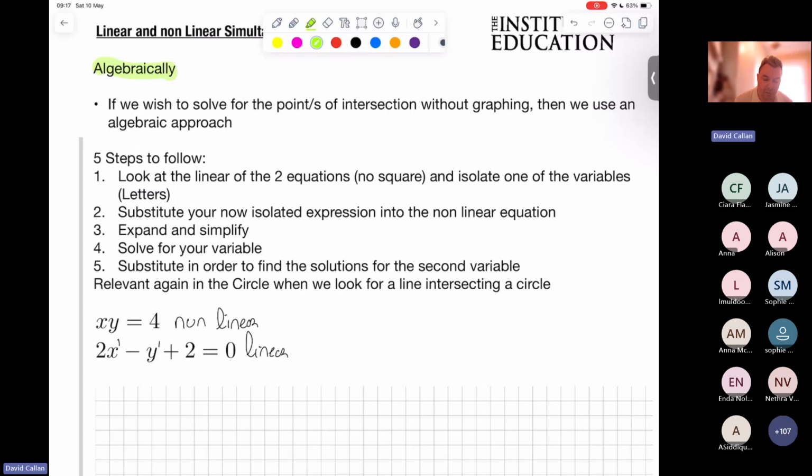So if you wish to solve for points of intersection without graphing, then we can use an algebraic approach below. So what we have here is 2 relations or functions, a linear and a nonlinear one. And we want to find out where they bump into each other or where they intersect, find their points of intersection. So I recommend you follow 5 steps. And if you talk yourself through the 5 steps, it should be pretty straightforward, hopefully.